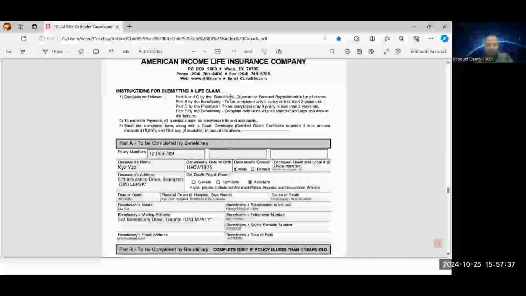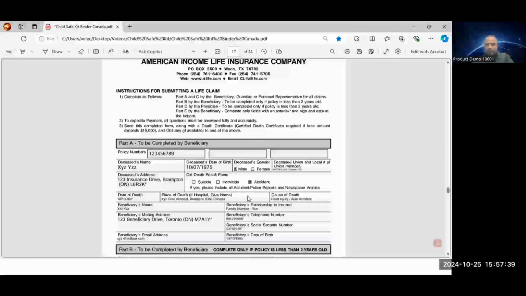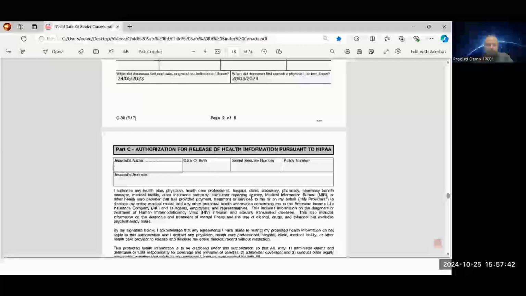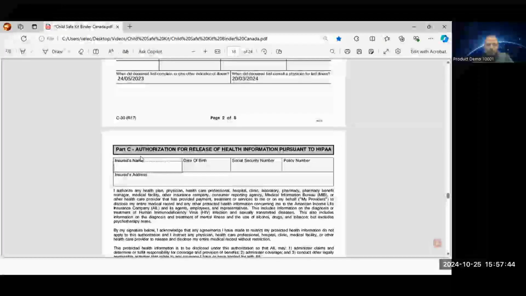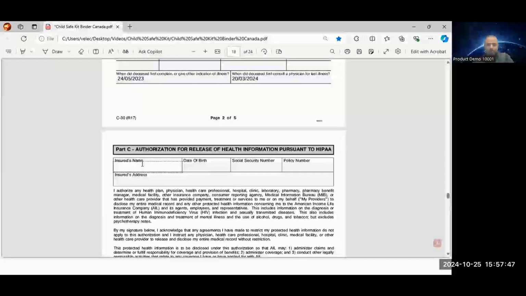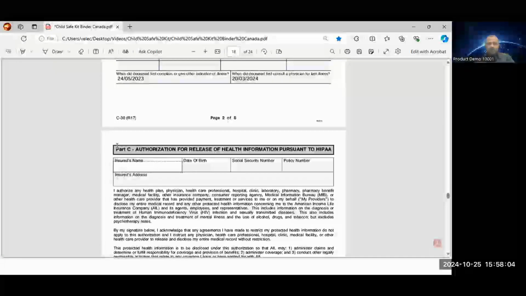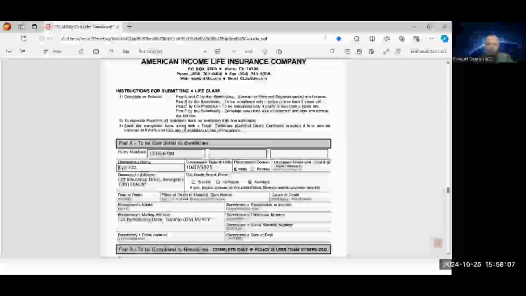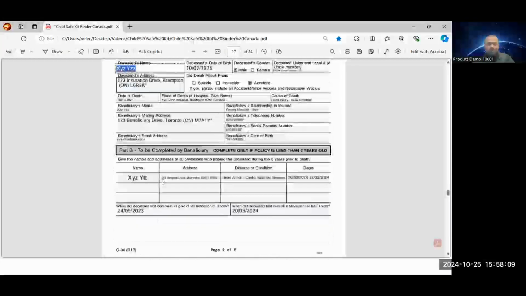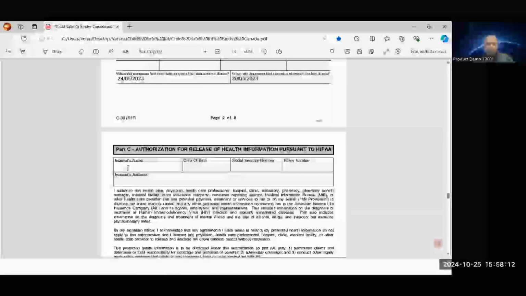Part C may be completed by a beneficiary, guardian, or a personal representative as well. If you don't have a beneficiary to complete Part C, you may have this part completed by a guardian or a representative, such as a trustee. The insured's name over here will be the same name as the one above. This is your life insured's name.